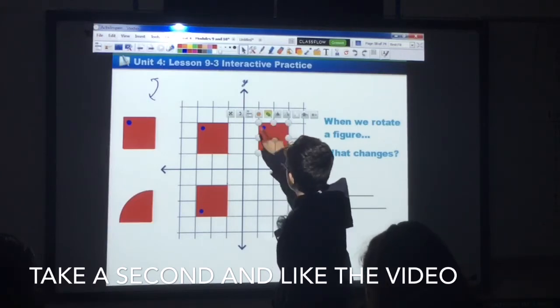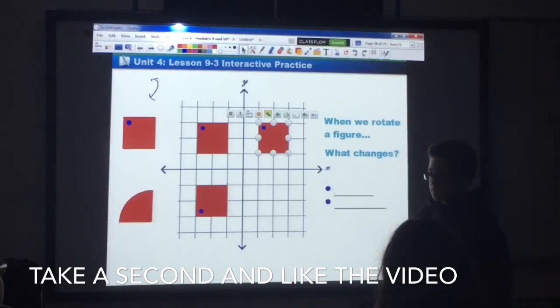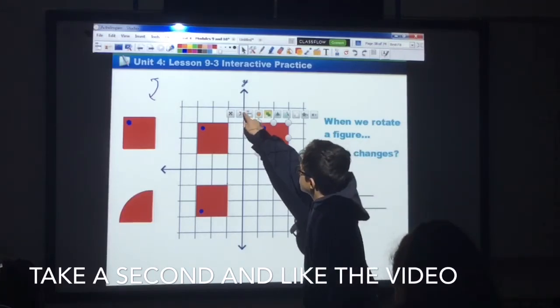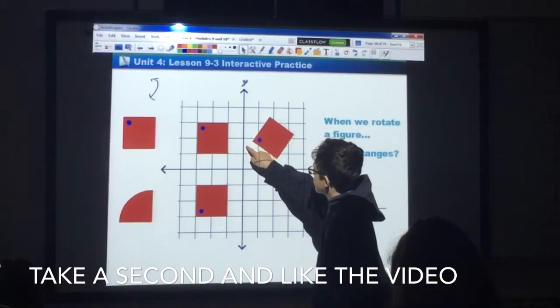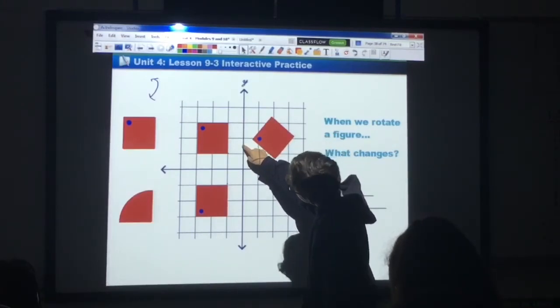So let it go, and then ask your classmates: do you have it in the correct position? Yes or no? Position's good. What's wrong? Orientation. All right, so Andre, click the little rotator, whatever it's called. Click the figure. Click the little rotation. There you go. Rotate it till you think you have the orientation correct.